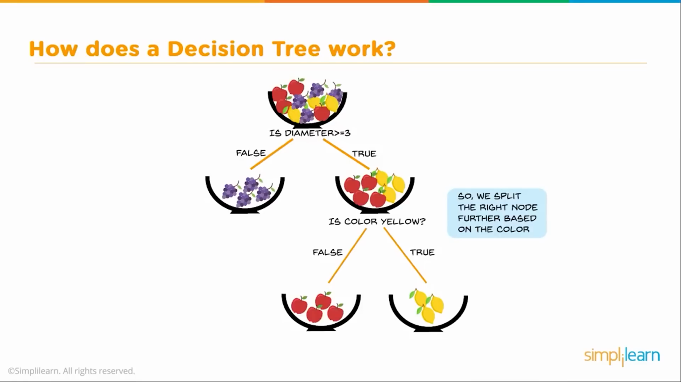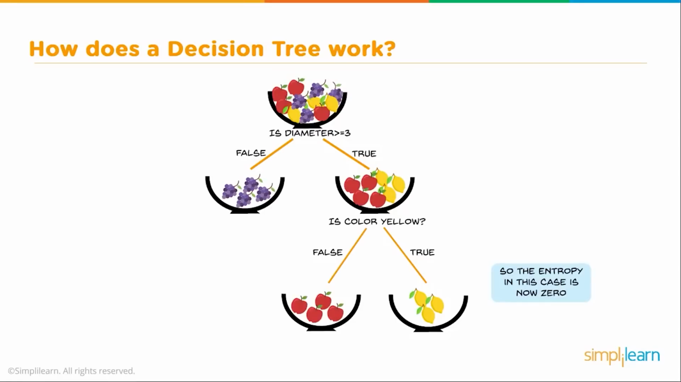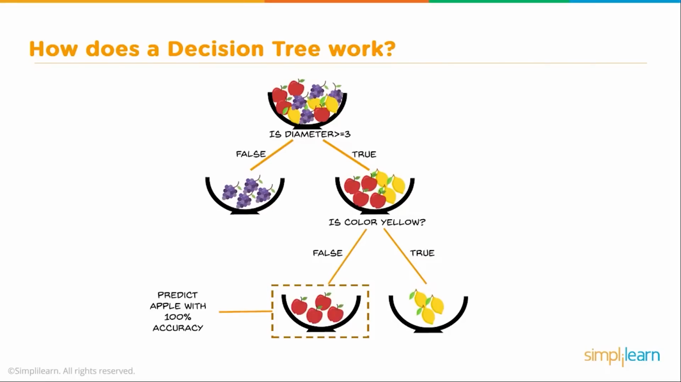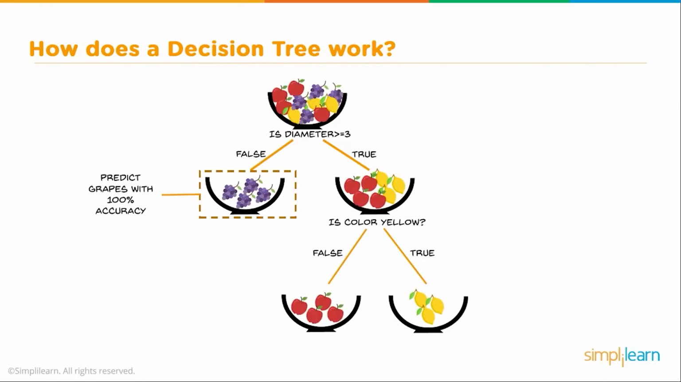And if the color is yellow, it's going to go to the right bowl, and if it's false, it's going to go to the left bowl. So the entropy in this case is now 0. So now we have 3 bowls with 0 entropy. There's only one type of data in each one of those bowls. So we can predict a lemon with 100% accuracy. And we can predict the apple also with 100% accuracy, along with our grapes up there.